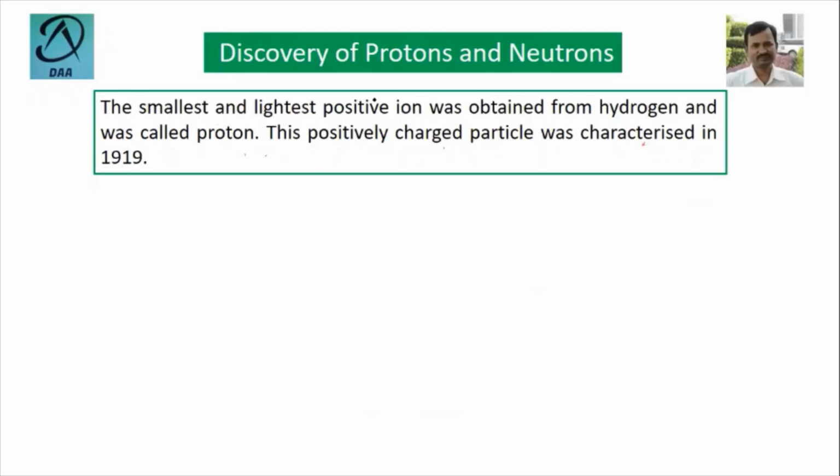The smallest and lightest positive ion is obtained from hydrogen, and it is called the proton. Now we know that the proton is nothing but the hydrogen atom without its electron. This positively charged particle was characterized in the year 1919. So the proton we usually now consider as H plus.